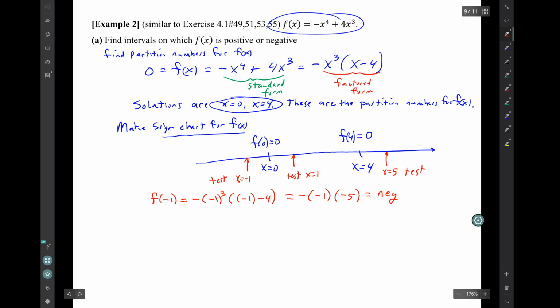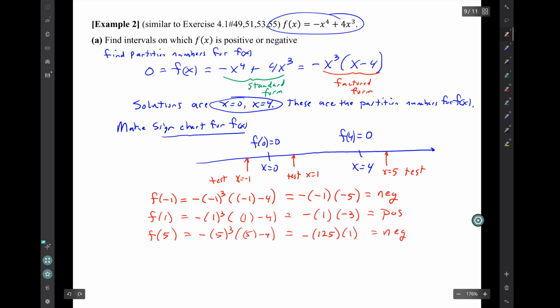So the result is that f of -1 is negative. Now, notice that I am very careful when I substitute in my x values. I always put them in parentheses. And then I do the calculations, and you have to be careful of things like this. Numbers with negative signs on them being raised to a power. Now let's compute the sign of f at x equals 1. f of 1 is positive, and f of 5 is negative.